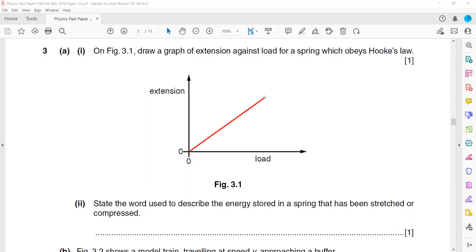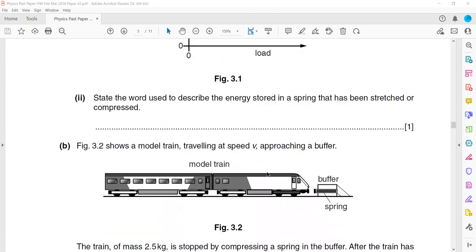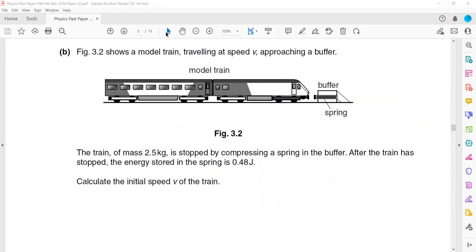State the word used to describe the energy stored in a spring that has been stretched or compressed. The term we use for the energy stored due to deformation, a change in length, shape or size, is elastic strain energy. So whenever an object is compressed, stretched or deformed, changing shape, length or size, we call that elastic strain energy.